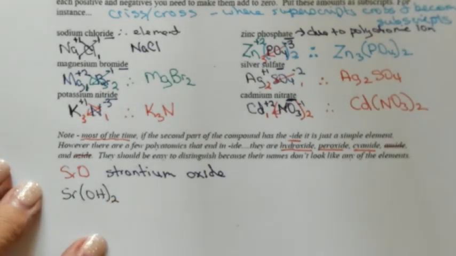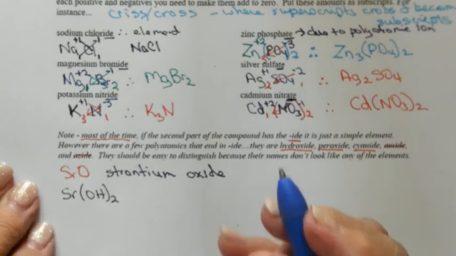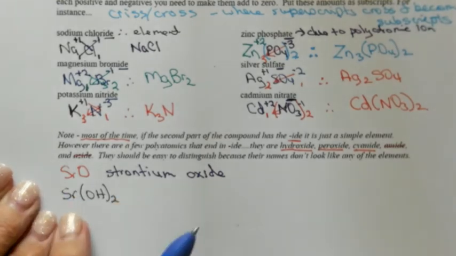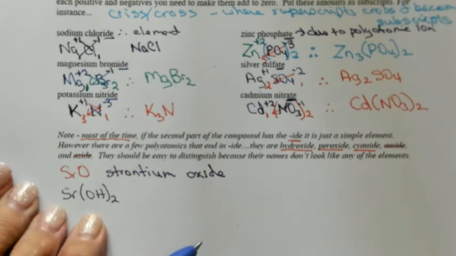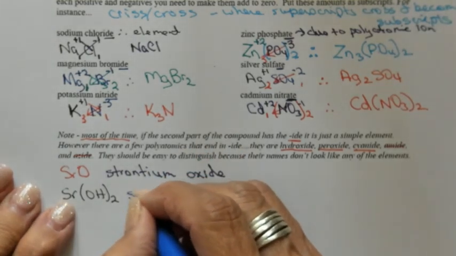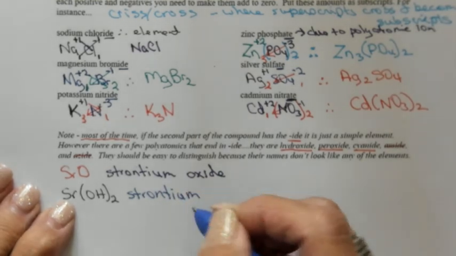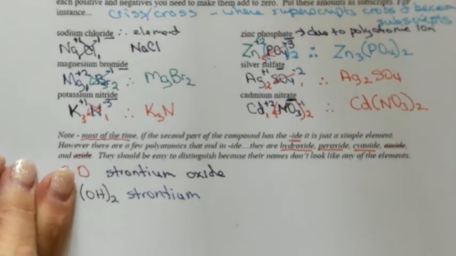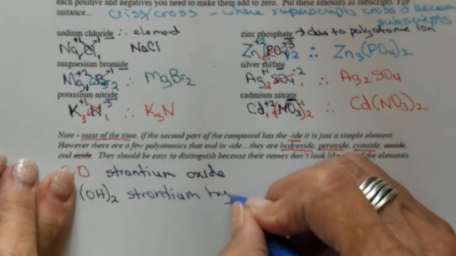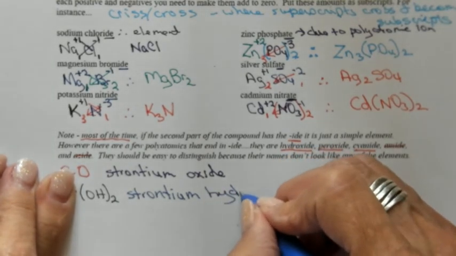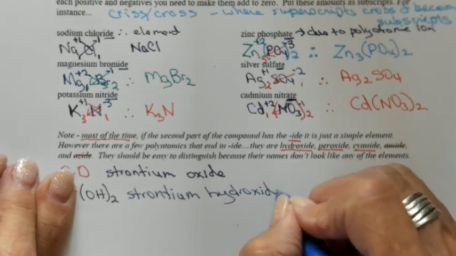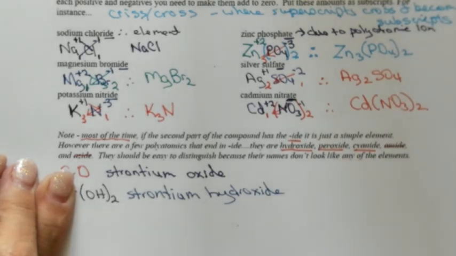Sr(OH)2. Making sure, now this one I can see it has more than 2 elements, therefore I have a polyatomic. Sr is still strontium. Cover up the Sr, OH. Looking on my polyatomic chart is hydroxide. It has its own name.